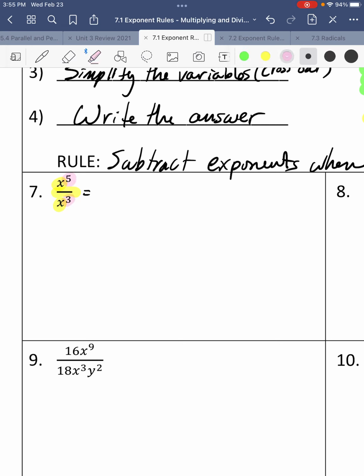So 5 minus 3 is 2. So you have x squared in the numerator. Well, there is no denominator. It's all gone, so that's your final answer.